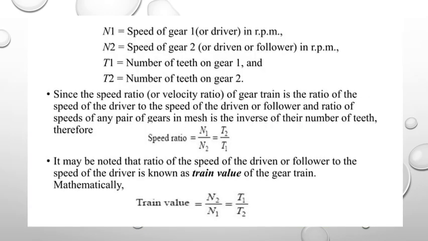That's the speed ratio and train value. The speed ratio is the ratio N1 by N2 equal to T2 by T1, and the train value is the ratio of the speed of the driven or follower to the speed of the driver. That is, the train value equals N2 by N1 equal to T1 by T2, where N1 and N2 are the speeds of gear 1 and gear 2, and T1 and T2 are the number of teeth on gear 1 and gear 2.